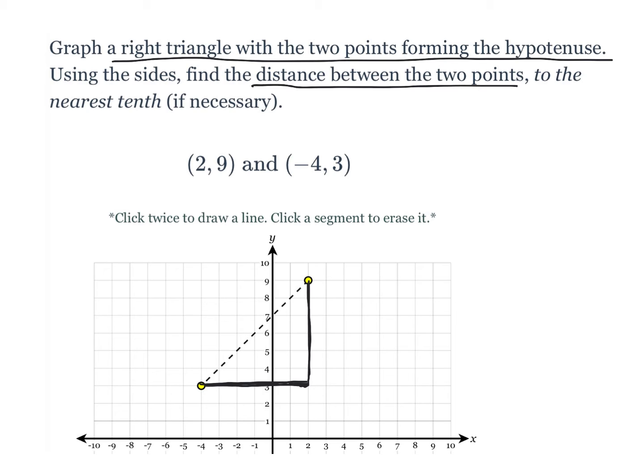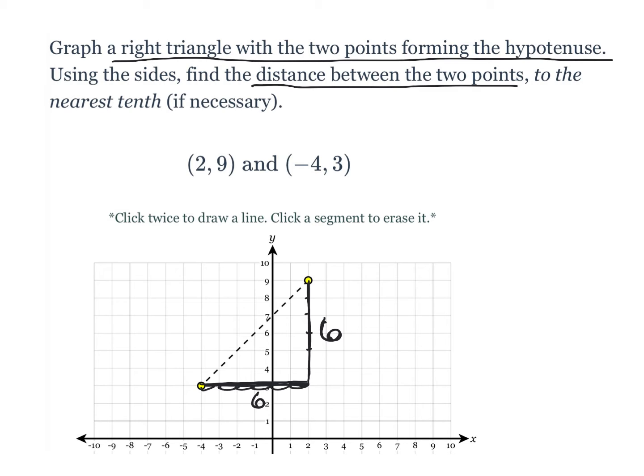For instance, this has moved 1, 2, 3, 4, 5, 6 units. So it's a side of 6. This one has risen 1, 2, 3, 4, 5. It has also risen 6. This is actually what's known as an isosceles triangle, which we will later learn.